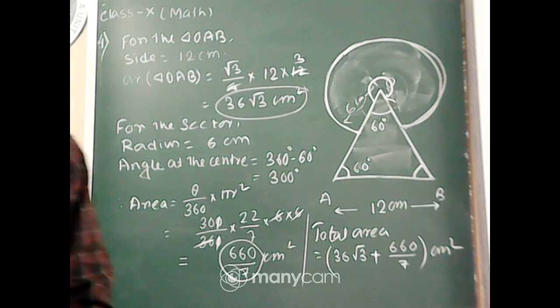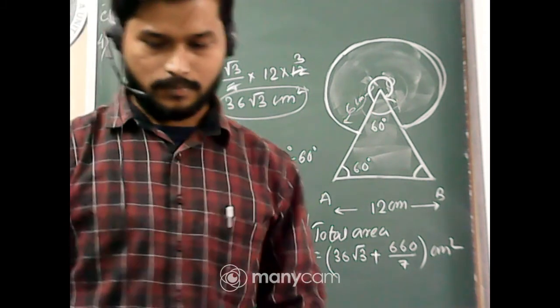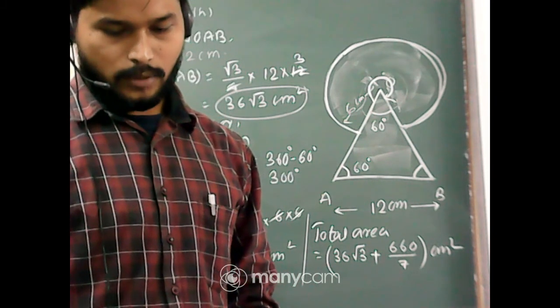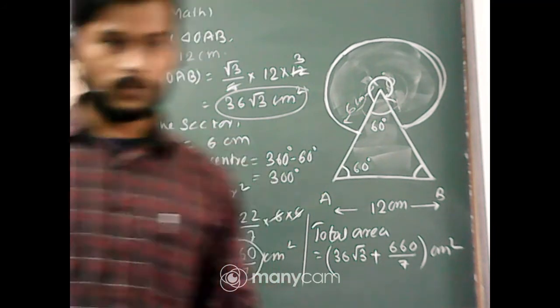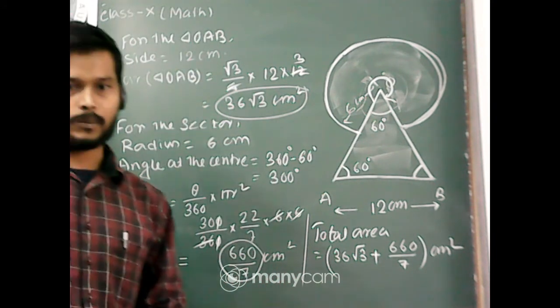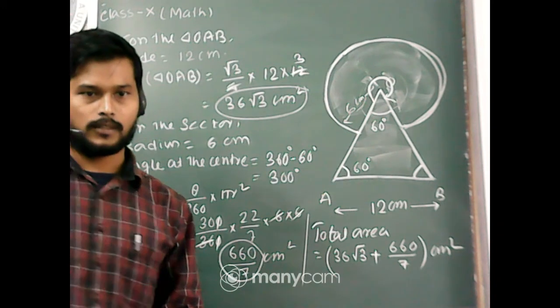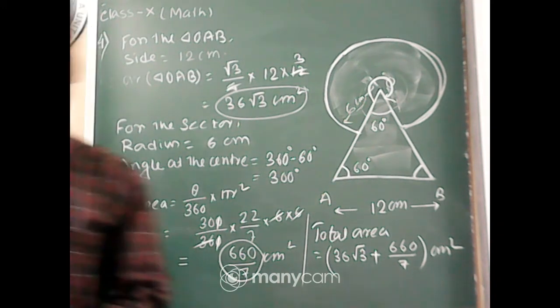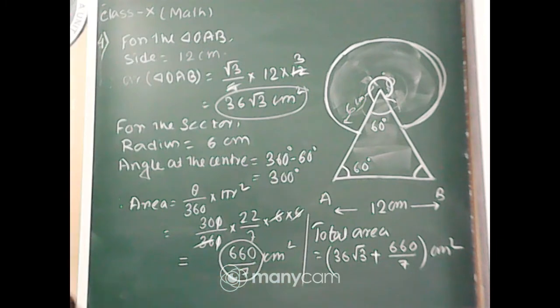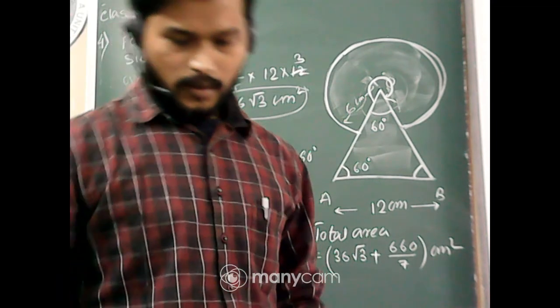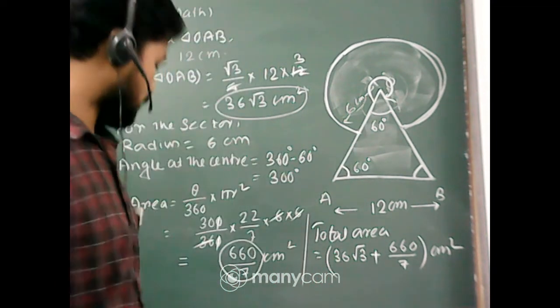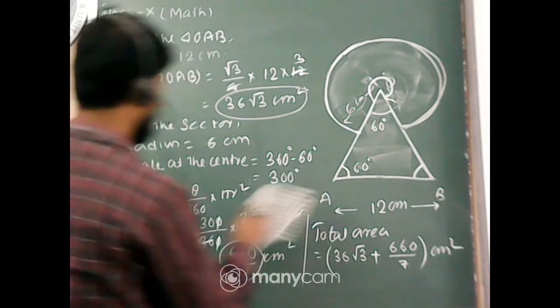Now you tell me, do you have any question? Any problem? Do you have any confusion, any problem in this particular question? No, sir. Okay, that means we can go to the next question. The next question is question number 5. You just look at the question once.